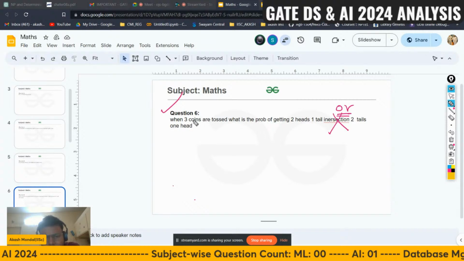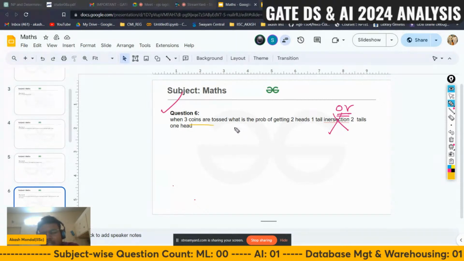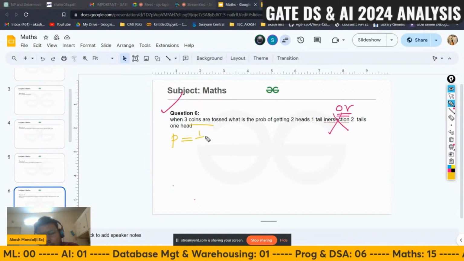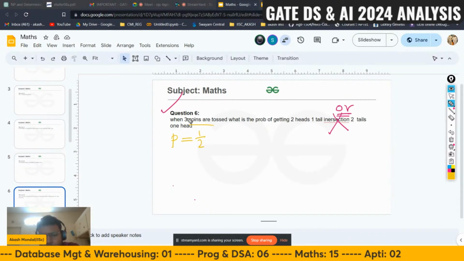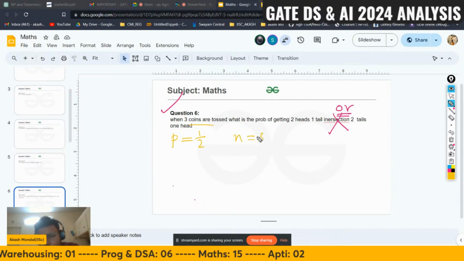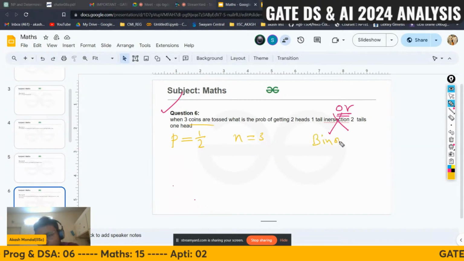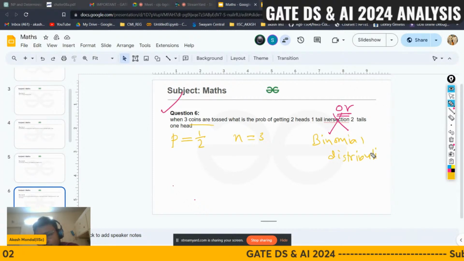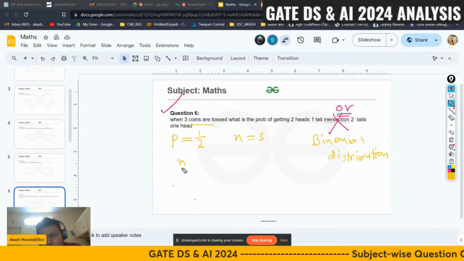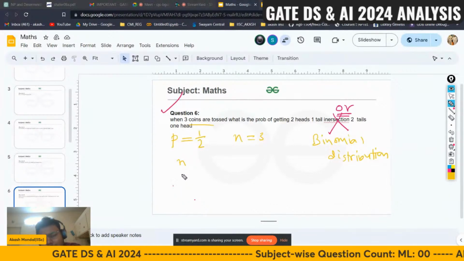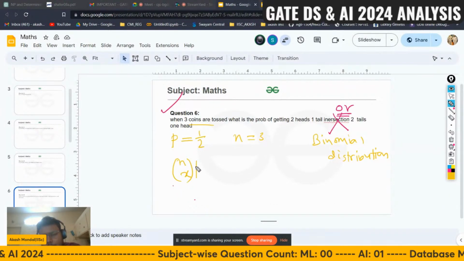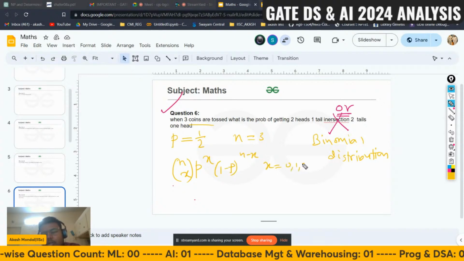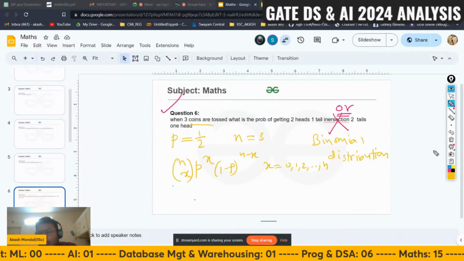Now again, three coins are tossed, so you just need to assume the tosses are independent, and nothing is given, so it's an unbiased coin. So the probability of head is half and probability of tail is half. Again, you are tossing the coin 3 times, so n equals 3. So this question is again from binomial distribution. If you know the formula, you just need to plug in some values and you will get the answer. I just wrote the formula for binomial distribution, which is n choose x, p to the power x, 1 minus p to the power n minus x, where x can vary from 0, 1 up to n, so n plus 1 possible values.